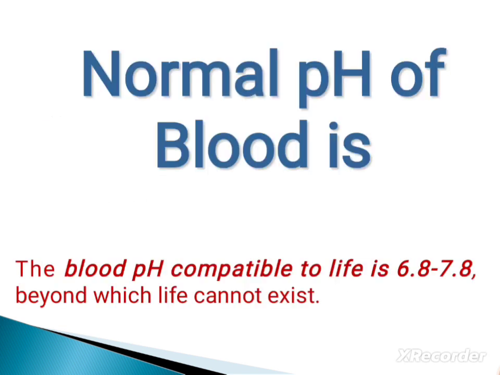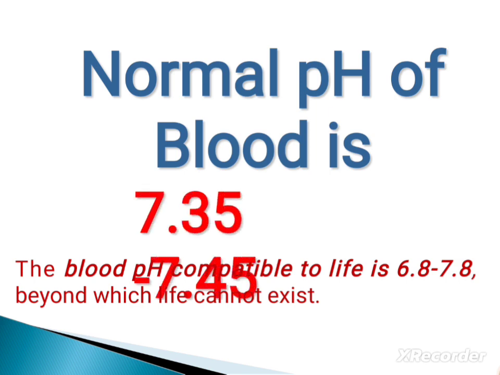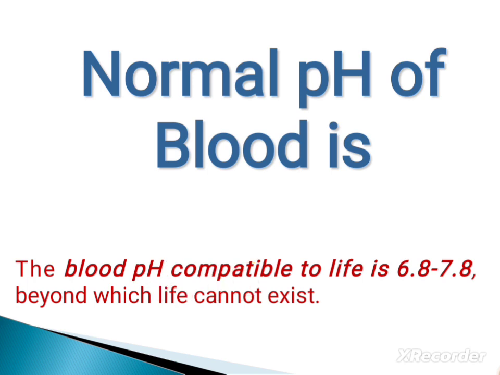We all know the normal blood pH. The range of blood pH is 6.8 to 7.8. This is the widest range, but normally we say it is between 7.35 to 7.45. So normal blood pH is 7.35 to 7.45, but 6.8 to 7.8 is compatible with life, beyond which life cannot exist.